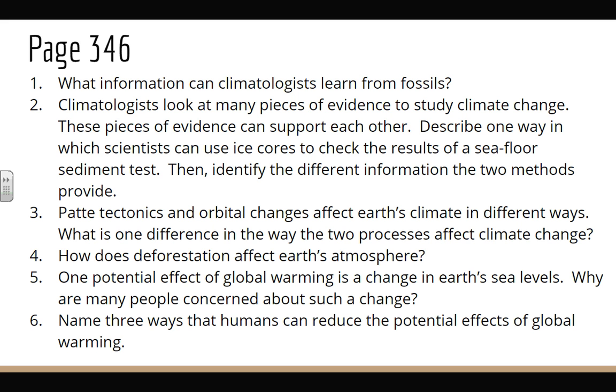Plate tectonics and orbital change affect Earth's climate in different ways. What is one difference in the way the two processes affect climate change? How does deforestation affect Earth's atmosphere? One potential effect of global warming is a change in Earth's sea levels. Why are many people concerned about such a change? Name 3 ways humans can reduce the potential effects of global warming.